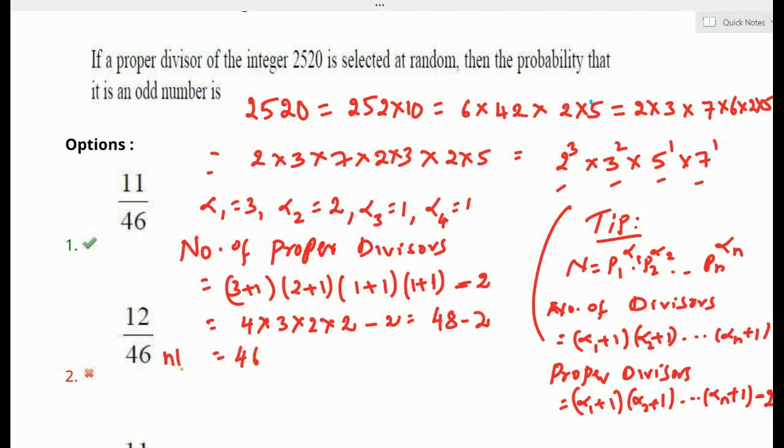This is taken as the total number of possibilities, n of S. Now what we need is the probability that it is an odd divisor. For odd divisors, we first have to find the number of even divisors. The number of even divisors.